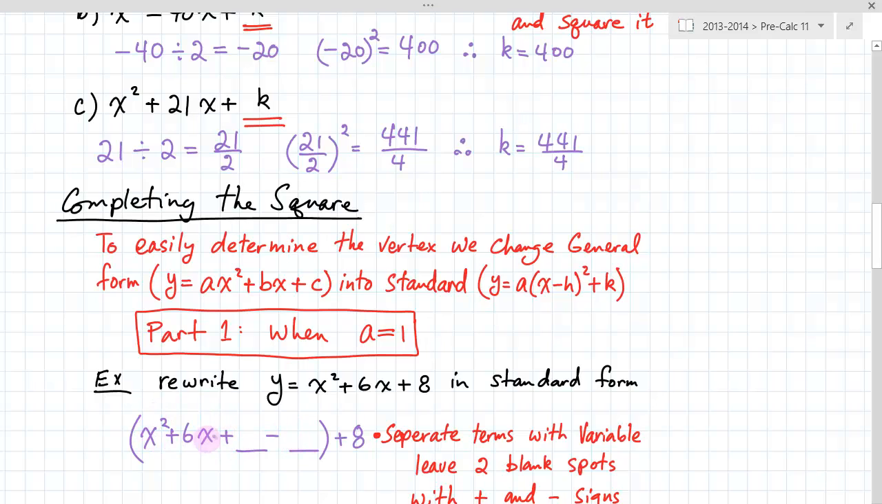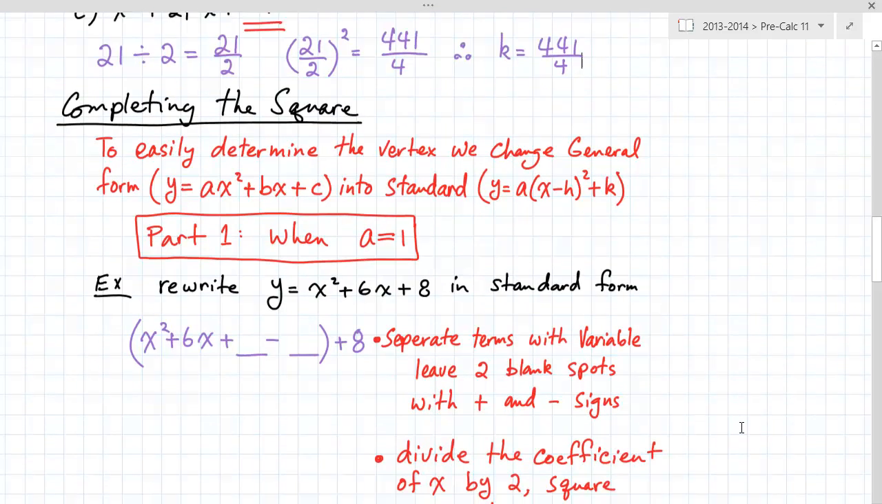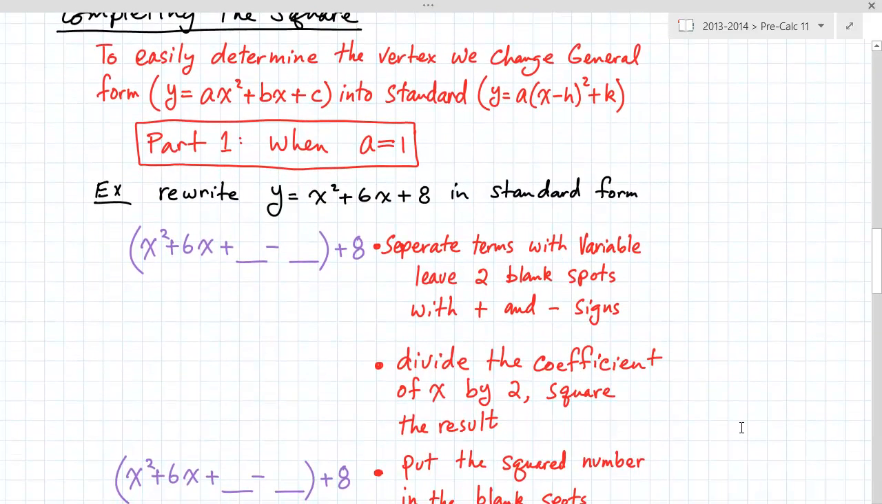For this to be a perfect square, what do we need to do? Divide the coefficient of x by 2. 6 divided by 2 is equal to 3, right? Take that 3, square it. We get 9, right?